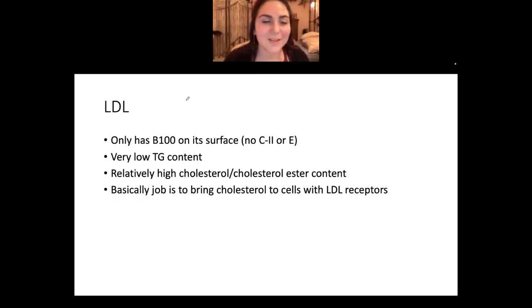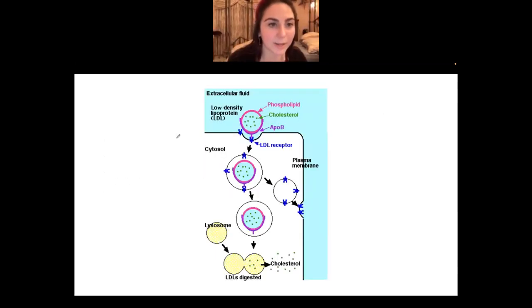All right. So now LDL, very, very low triglyceride content, because now we went through the CETP enzyme, we went through LPL, we went through hepatic lipase. Like, we went through so many lipases. So we have very, very low triglycerides present. And just because of that, it just seems like there's more cholesterol and cholesterol ester content. And now its whole job is to bring cholesterol to any cell that has an LDL receptor on it.